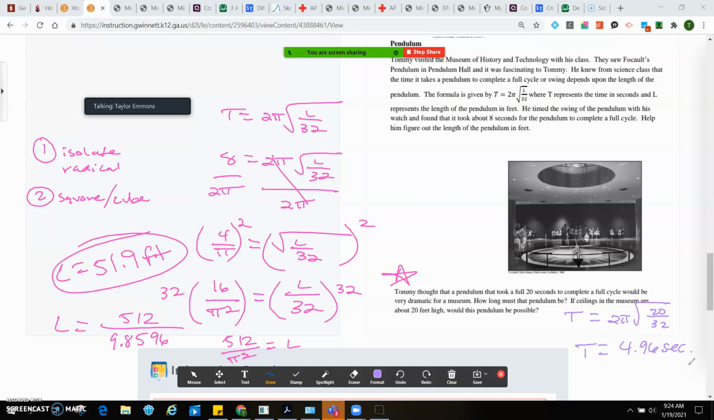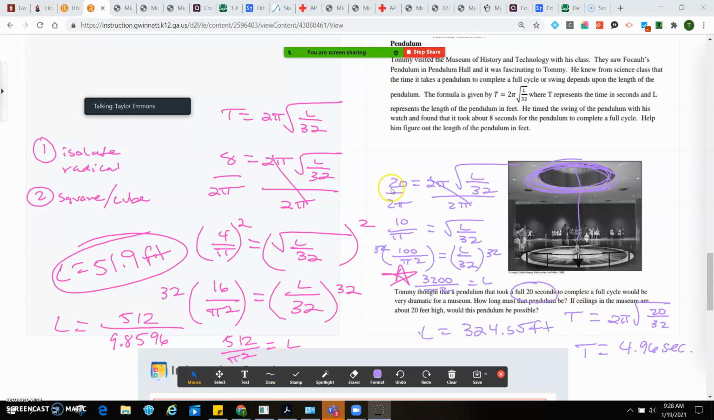But his question was, if you had a 20-second pendulum. So instead of plugging 20 in for the height, we're actually going to plug 20 in for the T. Okay, so I did plug in 20 for T, and I got 324. So if you pause the video, you can actually look at this work. But it would not be possible if the ceilings were 20 feet tall. So that's how you do it. And if you have any questions, just contact your teacher.